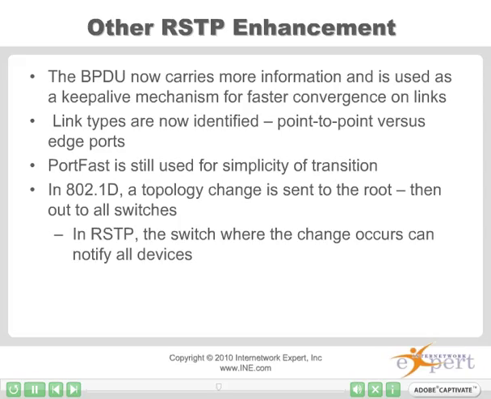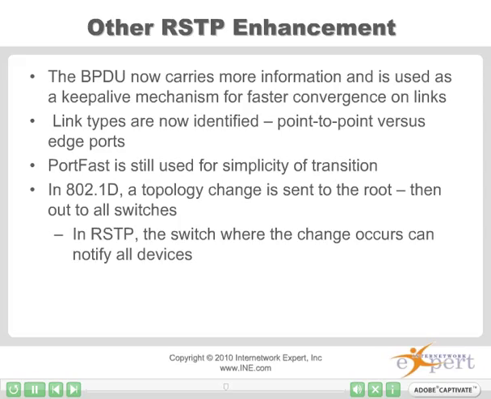For example, if you have a full duplex link, it's identified as point-to-point. If you were to have a half duplex link, it's identified immediately as an edge port. And Rapid Spanning Tree Protocol will treat those ports differently in its operation. We mentioned earlier that you're still going to have PortFast just like you did before.